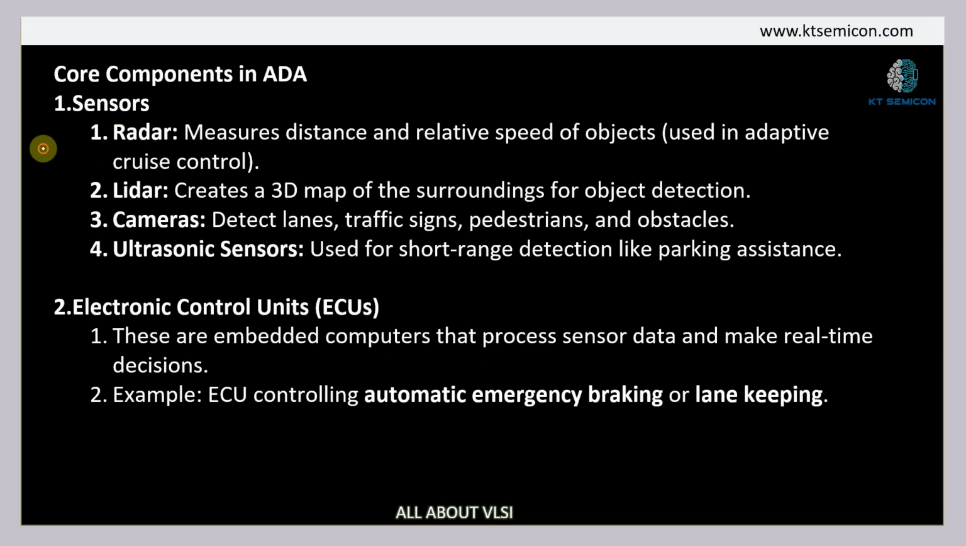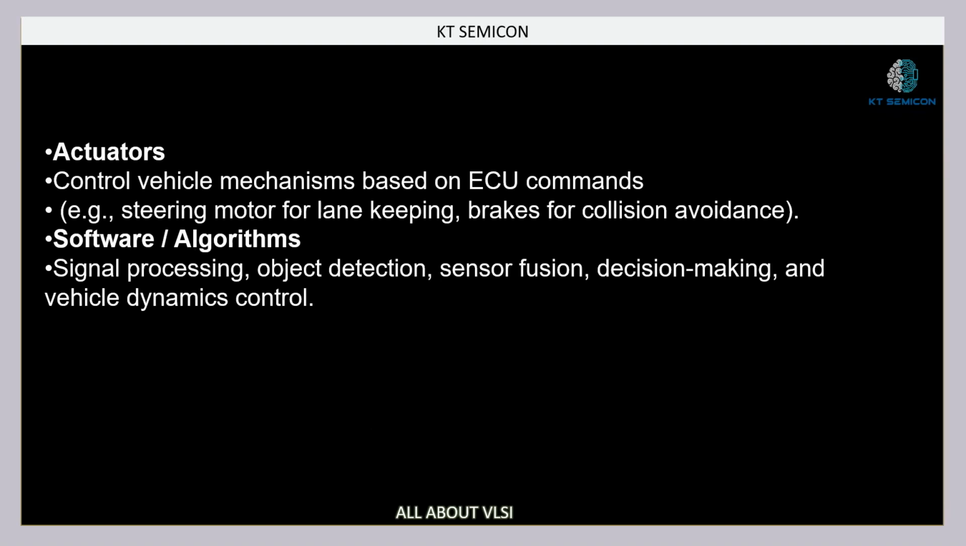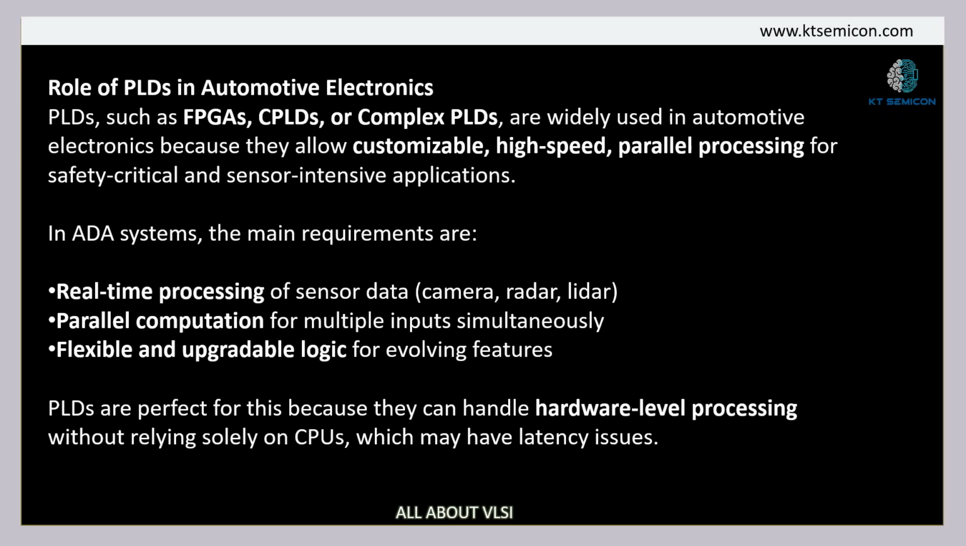The sensors which we are going to have are radar, lidar, cameras, and ultrasonic sensors. And we are going to have the ECUs. These are basically embedded computers that process the sensor data and make real-time decisions. For example, an ECU controlling automatic emergency braking or lane keeping. Okay. And you can also use actuators. Basically, these control the vehicle mechanisms based on the ECU commands. Okay. So all these things we are going to have.